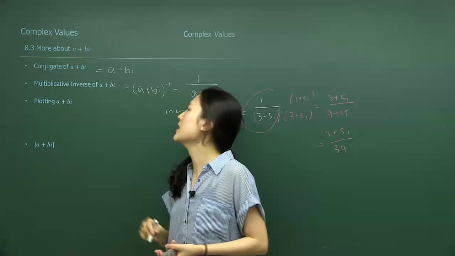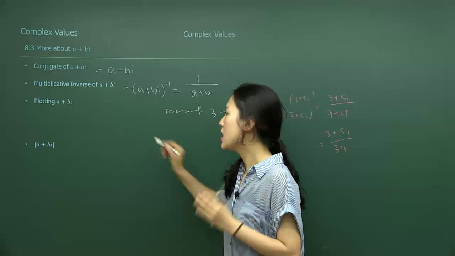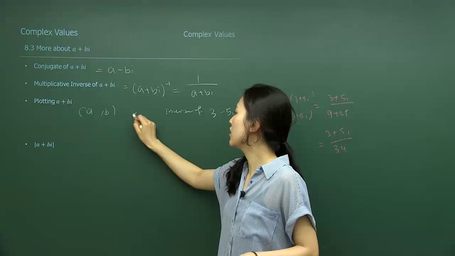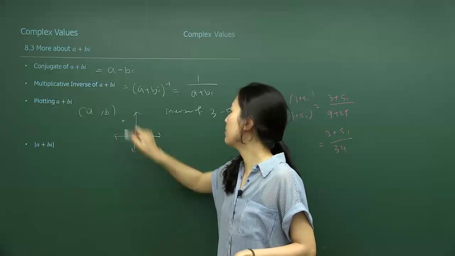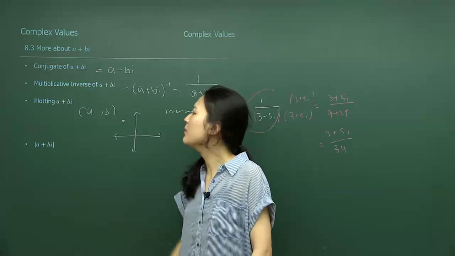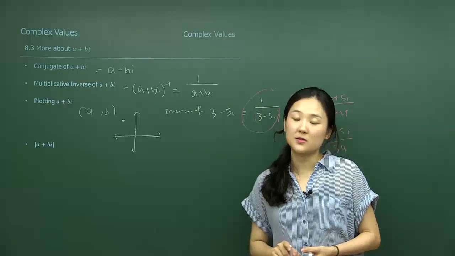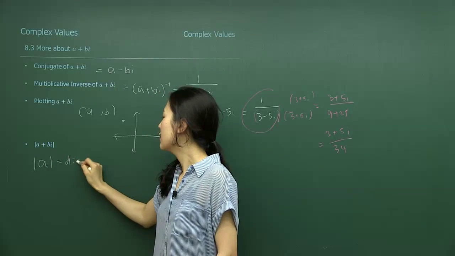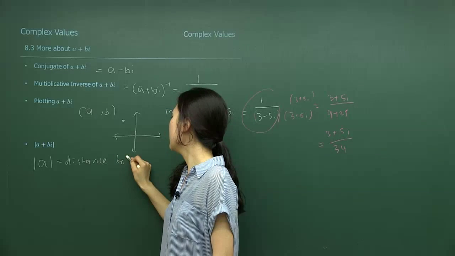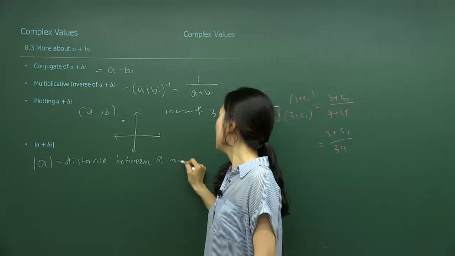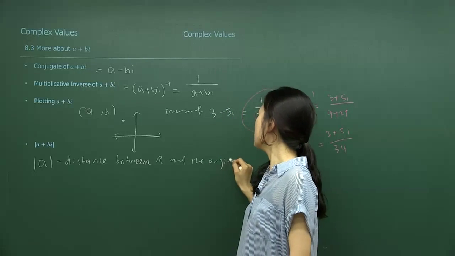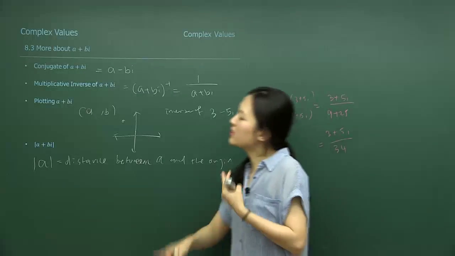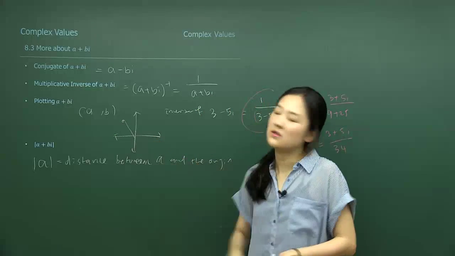All right, and plotting a plus bi, how do we do that? We consider a and b as the coordinates. Hence, we just have to find the point and plot it. That's all. What about the absolute value of a plus bi? Guys, absolute value of a number basically means that you are looking for the distance between the number and the origin. Absolute value means that you're looking for the distance. So what distance are we looking for? We are looking for this distance.